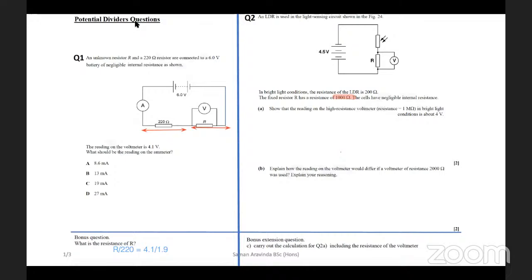Okay, the first one is correct. Don't think much, it's easy. Think in terms of ratios. Don't always stick to the potential divider principle. Of the total resistance, how much fraction of resistance is across the voltmeter? That's all you need to think. Okay, that's correct. Then the next one.